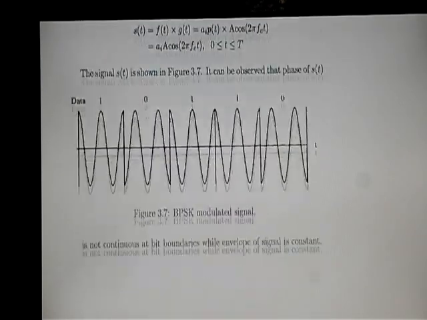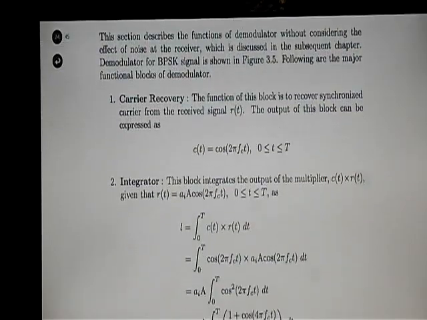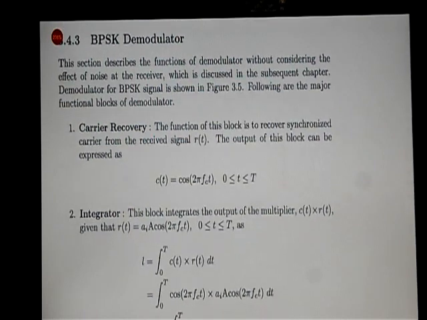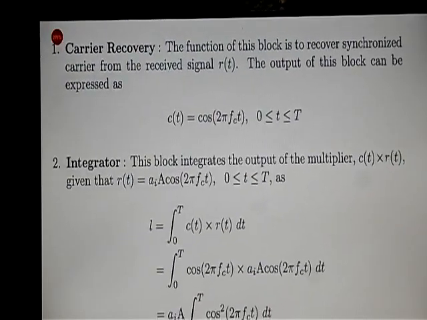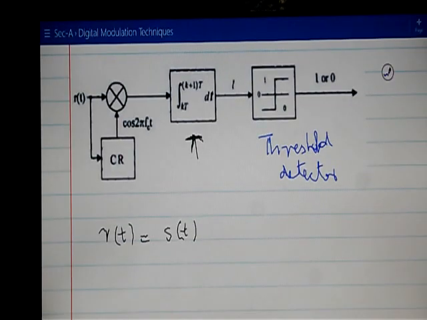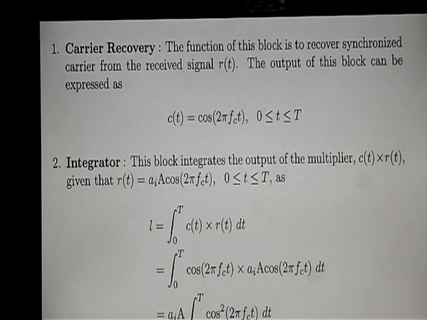each and every block. So if we go to the demodulator part, the output of the carrier can be represented as C of t, which is shown over here. The output is C of t, which is cos of 2 pi fct, right? This is the output of the carrier recovery block. Now we have the signal R of t, and the product goes to the integrator.